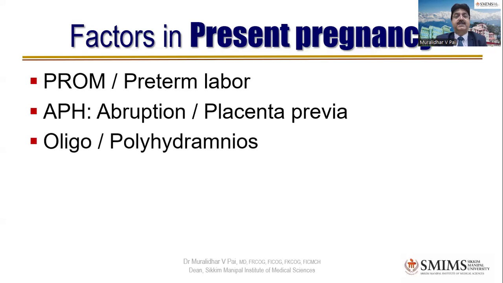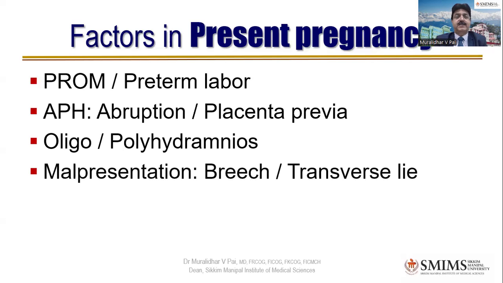Oligo and polyhydramnios, again, indirectly suggest FGR and/or diabetes in the current pregnancy. Both of them require full attention at the tertiary care center. Malpresentation, of course, breech, most of the time you land up doing cesarean section. And not only that, breech is indirect evidence of some anomalies in the uterus, some anomalies in the fetus, and some problems there. Placenta previa also may be the cause.